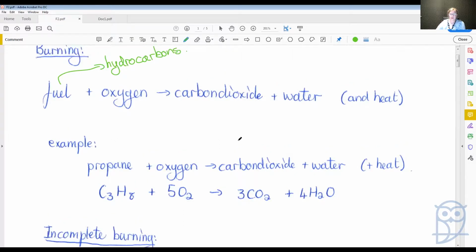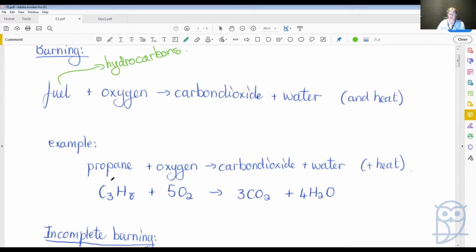Okay, so here's an example. Propane. Propane is the gas that you get in the cylinders that you can use for gas fires and things like that. That cylinder full of gas that you have for burning is normally propane. So this is its chemical formula, C3H8. You don't need to know the chemical formulas. I'm putting them here so that you can see what's happening, where these things come from.